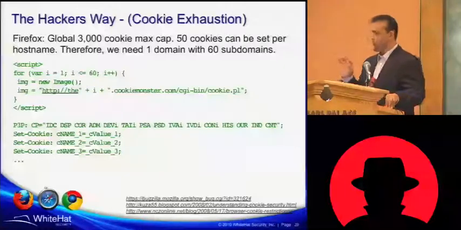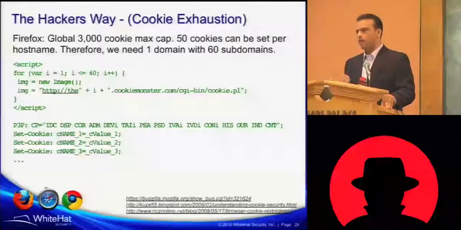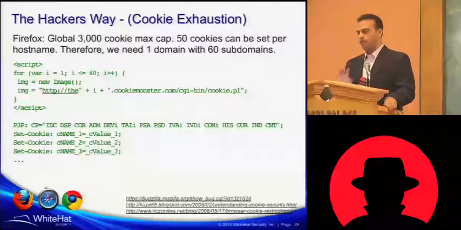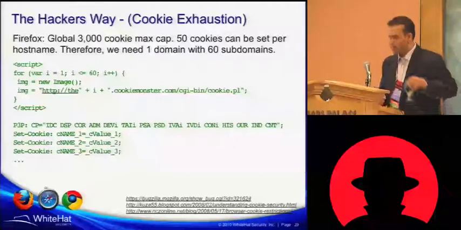Here's how it works. In Firefox specifically, there's a global cookie cap. You can only store 3,000 cookies in the browser at any given amount of time. You go to 3001, an older cookie is deleted off the stack. So what you want to do is find some way to set 3,000 cookies really, really fast. How do you do this?